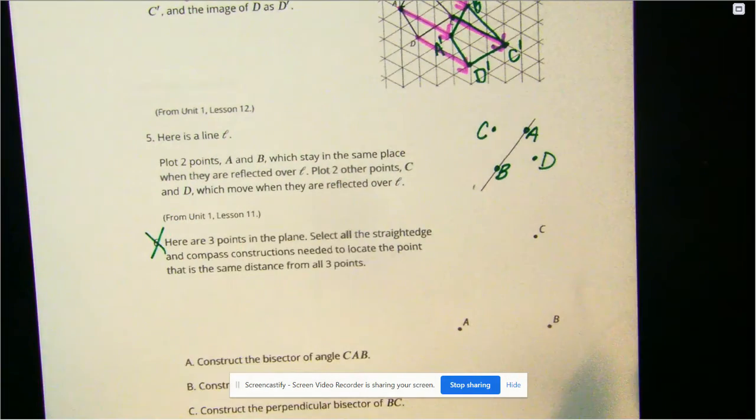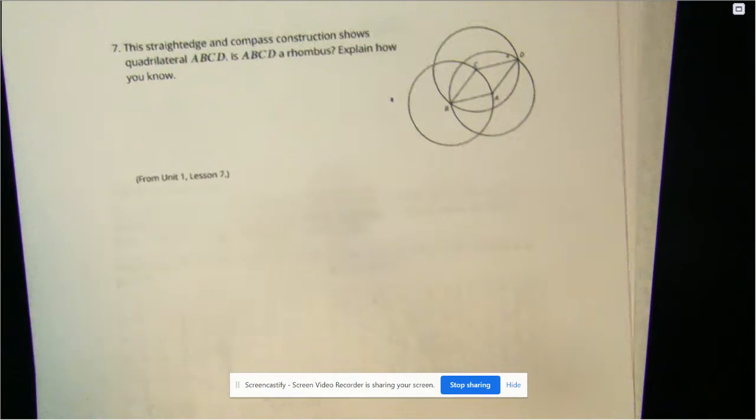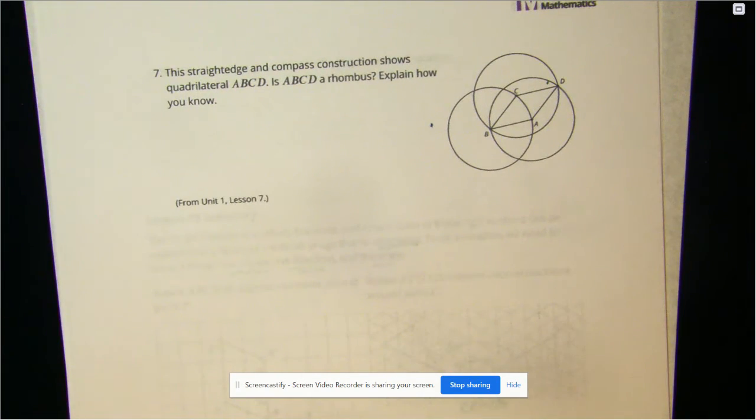We're skipping 6. And one more. Here's a review question from our last test. This straight edge and compass construction shows quadrilateral ABCD. Is ABCD a rhombus? Explain how you know.